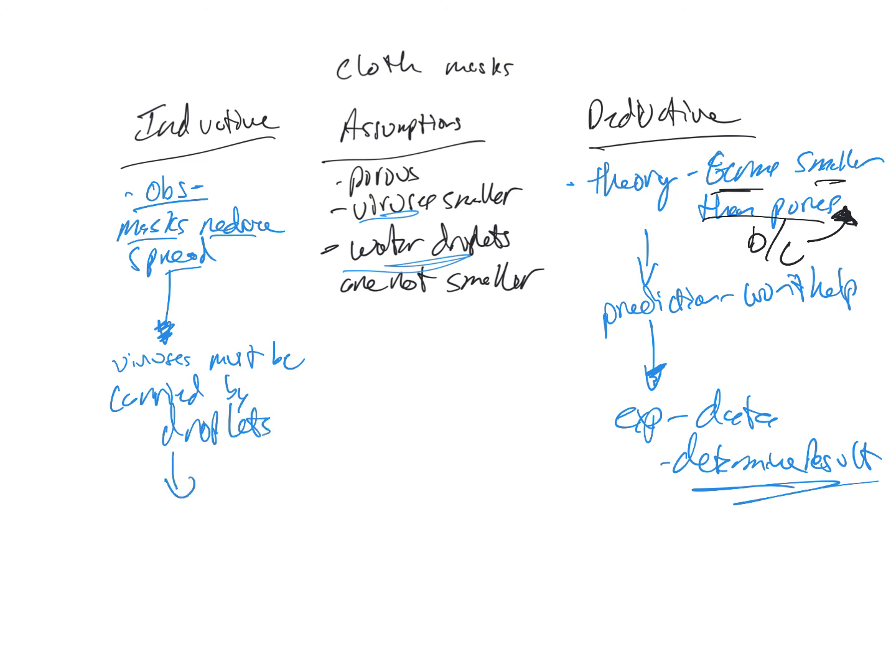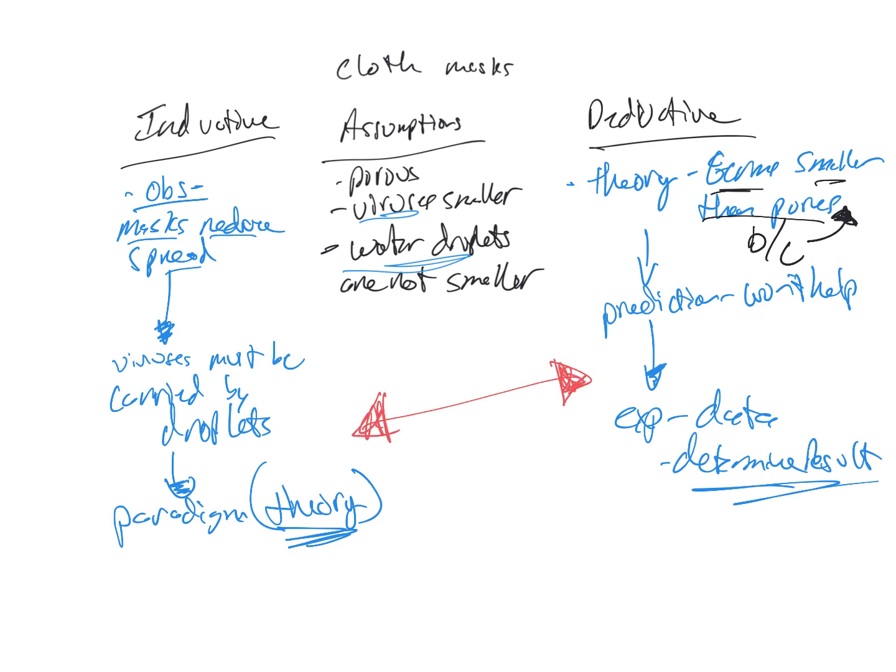And then this leads to what's called a paradigm. Sometimes we end up with a theory from this, but not all the time. So the paradigm here would be then that through the use of masks, it would reduce the spread of coronavirus, for example. Now, which of these is true? It doesn't really matter, right? So which of these reasoning types is true doesn't really matter.